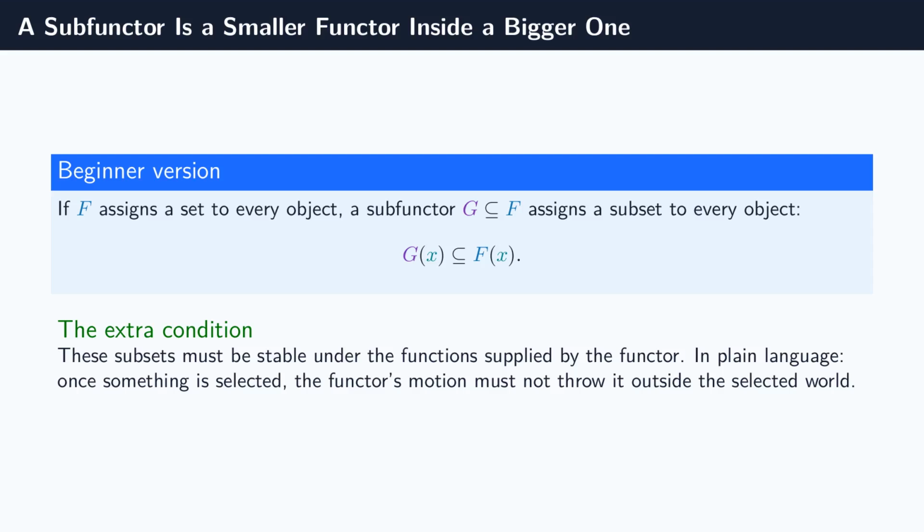A subfunctor is a smaller functor living inside a bigger functor. If the larger functor F assigns a set to each object, then the smaller functor G assigns a subset at each object. But this is not just choosing random subsets. The choices must be stable under the functions supplied by the functor. In everyday language, once an element has been selected, the functor's motion must not throw it outside the selected world.